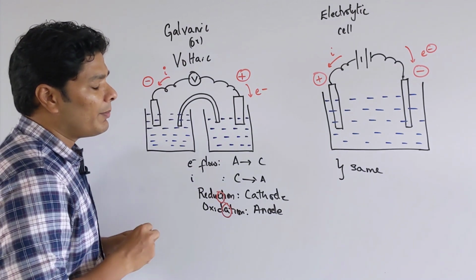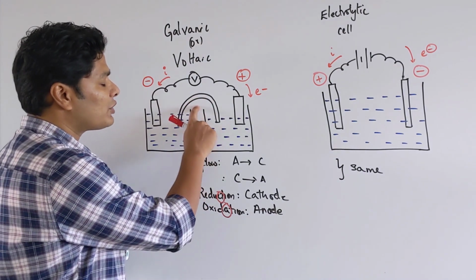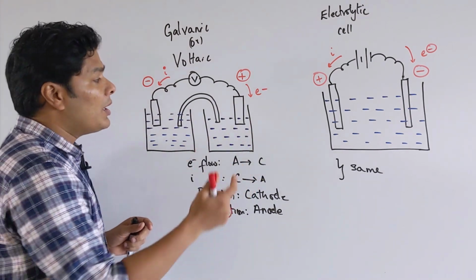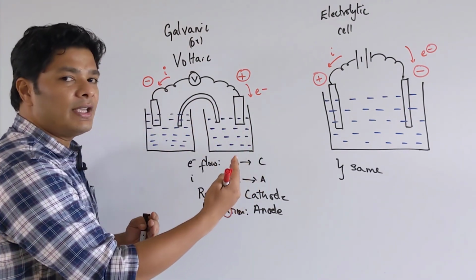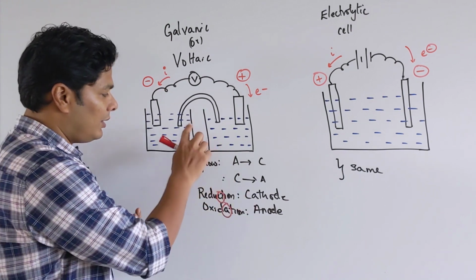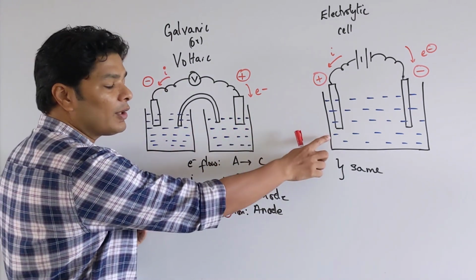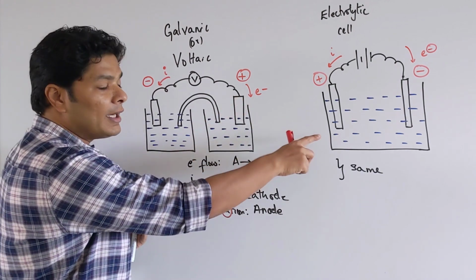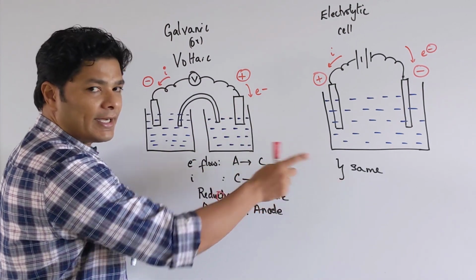The fundamental difference is, in one case it is a spontaneous reaction, here it is a non-spontaneous reaction. Later you are going to see about E naught cell. Here I will say E naught cell is positive, E naught cell is negative. Delta G is negative, E naught is positive. Delta G is positive, E naught is negative.